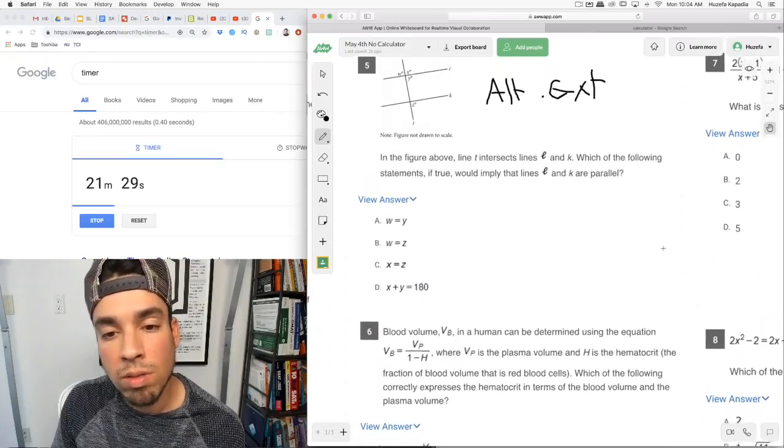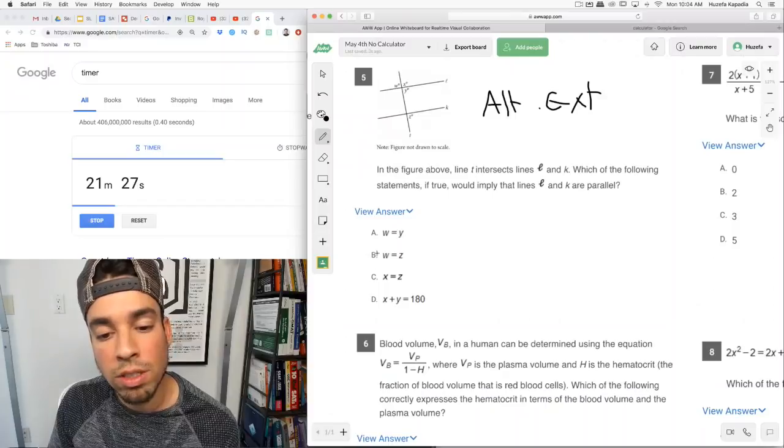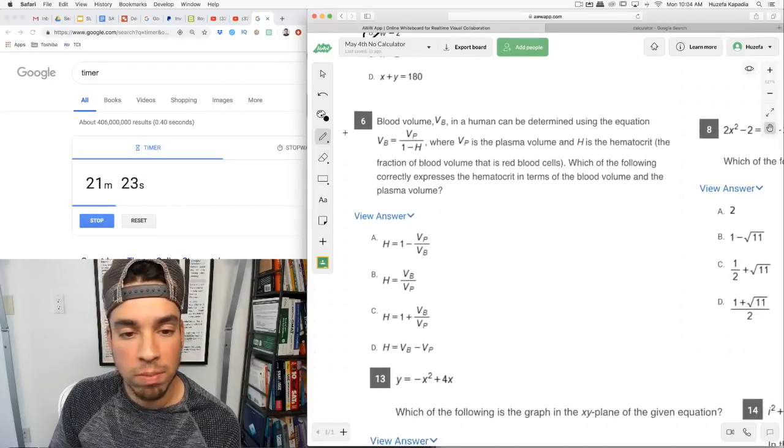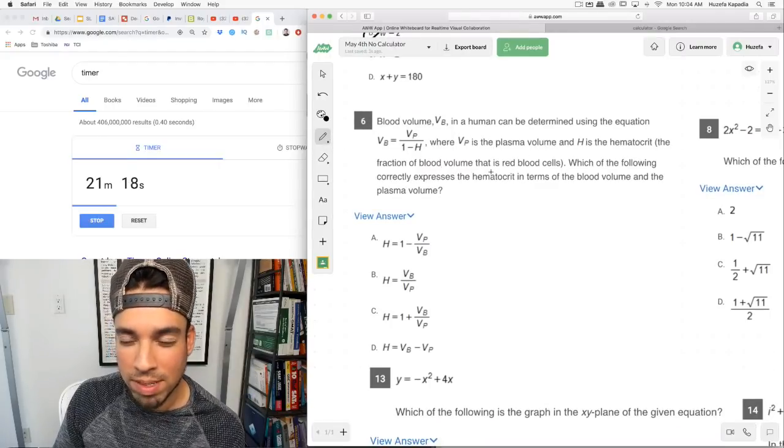So W and Z, it's right there. That's option B. Okay, so these guys are equal. Done. Geometry theorem.